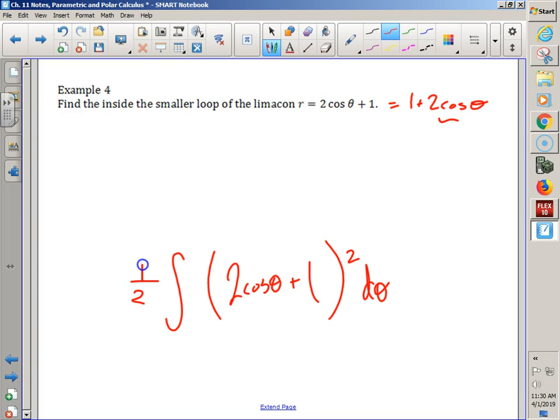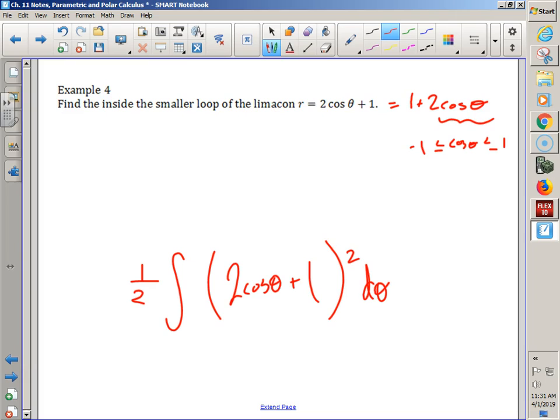Okay. What does cosine go between? If cosine can be -1, can't this r be a negative number? And if r is a negative number, what does that mean with polar points? You're going the opposite direction. So pi over 3 negative means go the other way. So anytime there is a plus b sine or cosine of theta, and it can be negative, you have an inner loop.